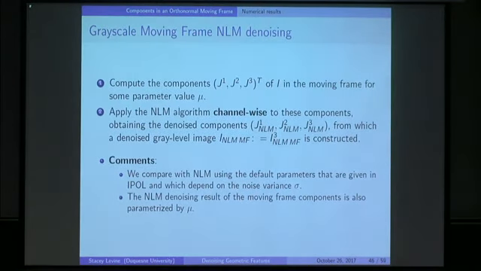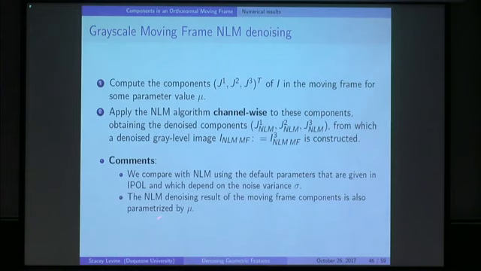So now, non-local means. For non-local means, again, for the grayscale case, it was still fairly straightforward. We computed the moving frame components. In this case, we computed the NL means algorithm channel-wise, because for vectorial non-local means there are not as many approaches, and that was a simple thing to do. We applied it channel-wise, projected back, and the third component was our denoised image. We used the default parameters in IPOL, which depend just on the noise variance.